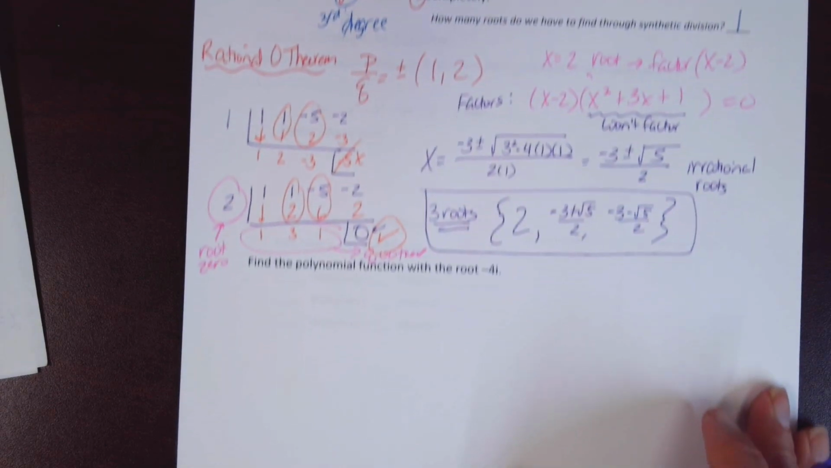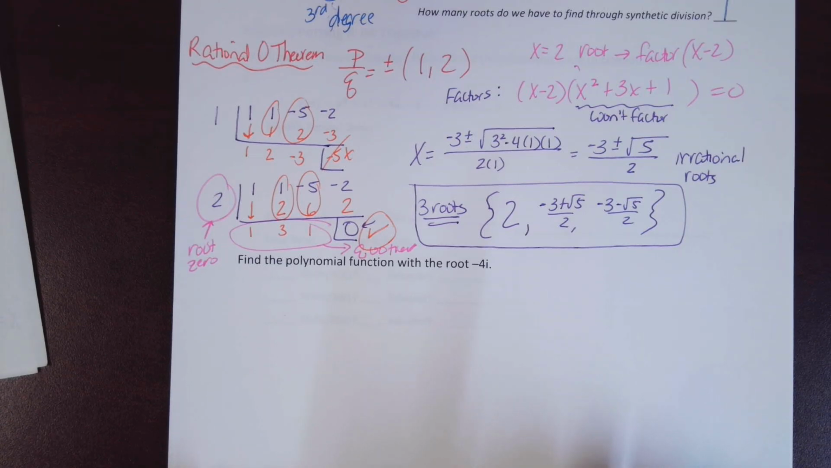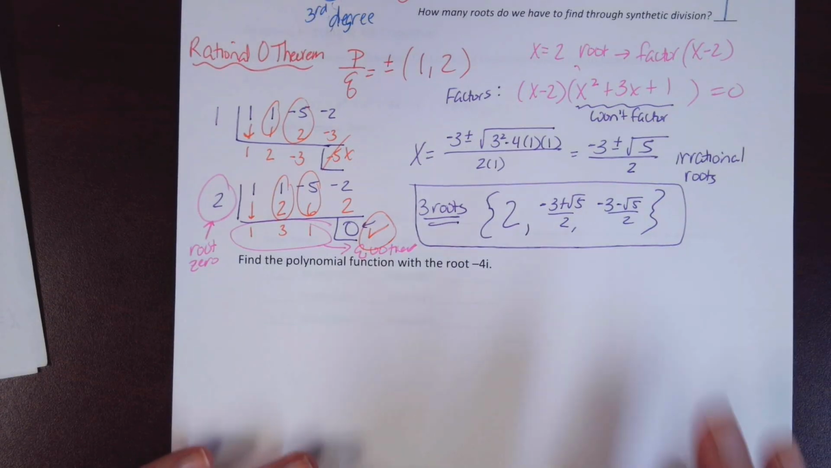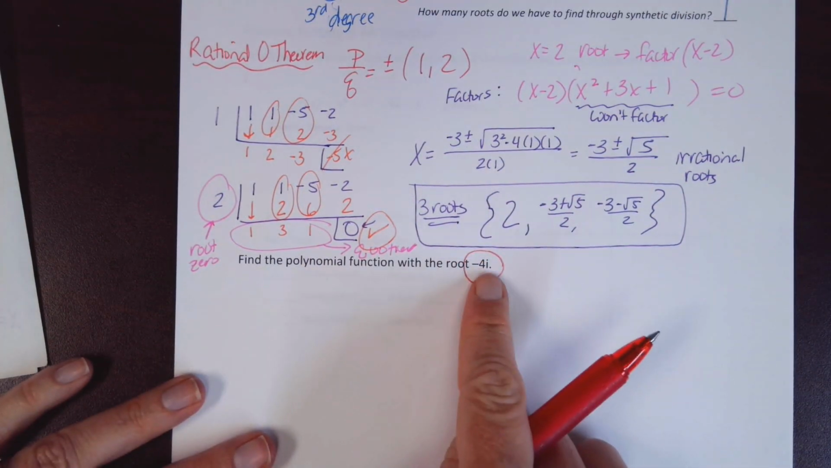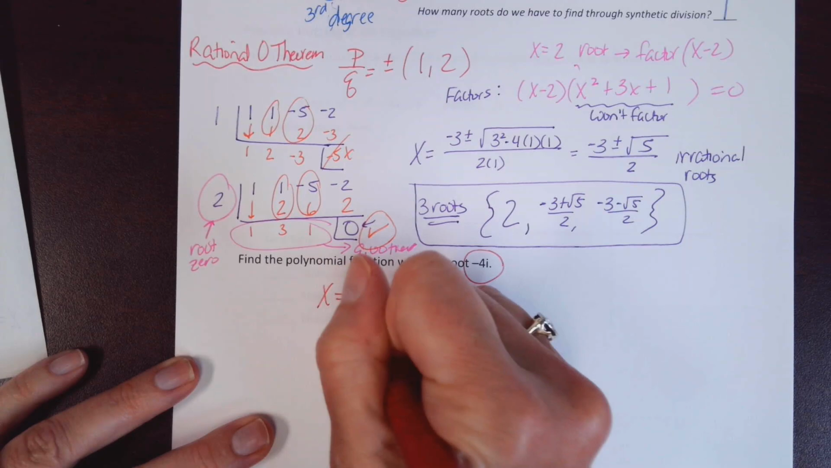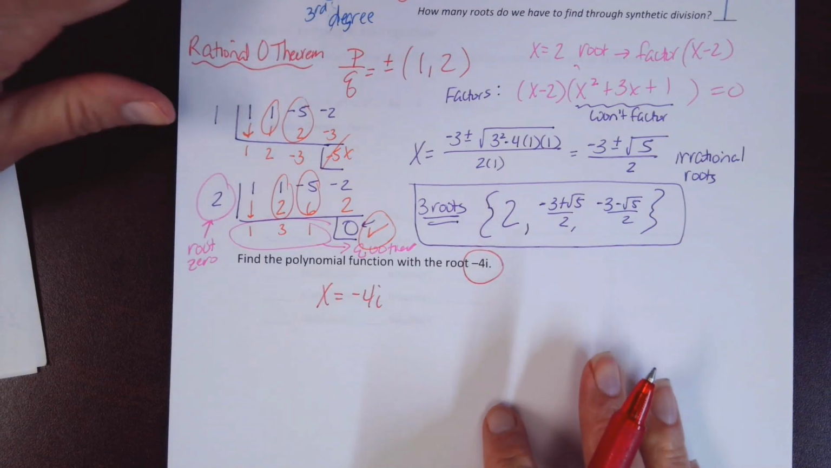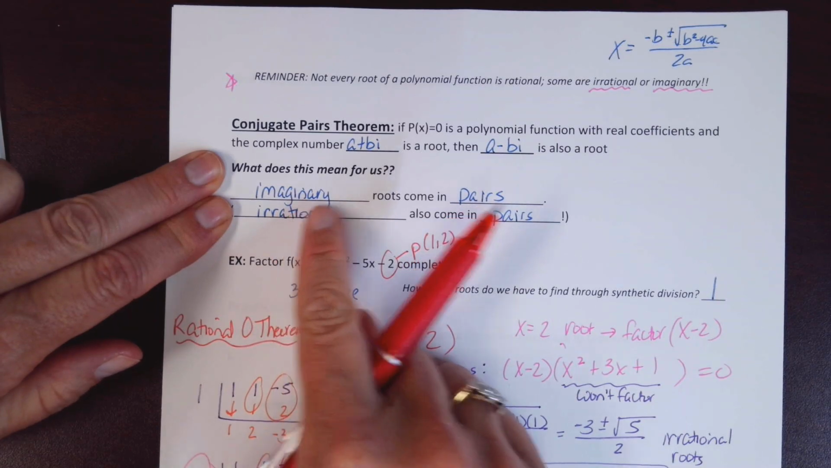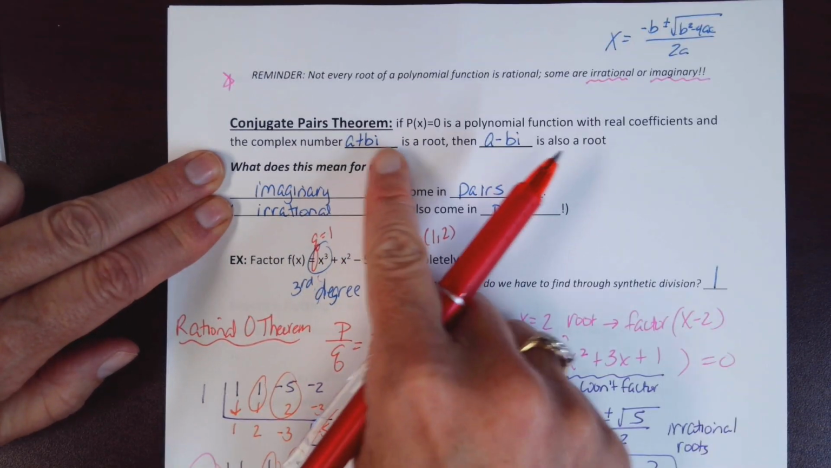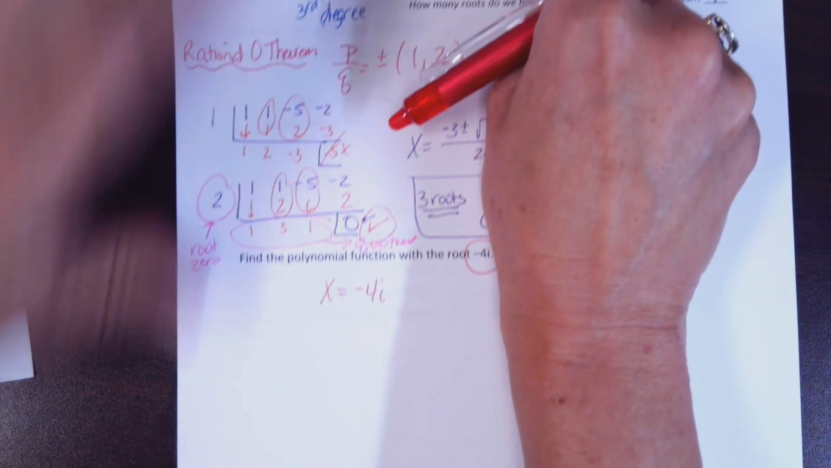Alright, this one works a little bit differently. We are going to go backwards, finding the polynomial function. Instead of starting with the function and finding the roots, we are going to start with a root and find the function. Now this root we're given, x equals negative 4i, is an imaginary number. Our conjugate pairs theorem applies here. It tells us that imaginary roots come in conjugate pairs. So if I have negative 4i for a root, I have positive 4i for another root.